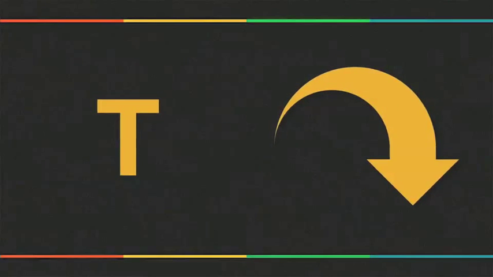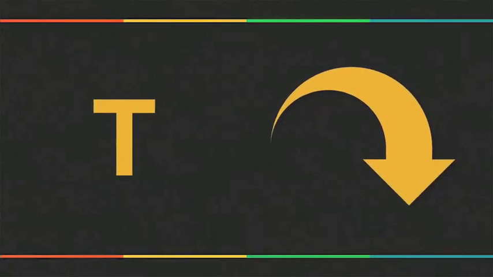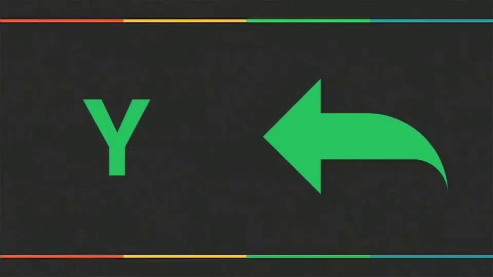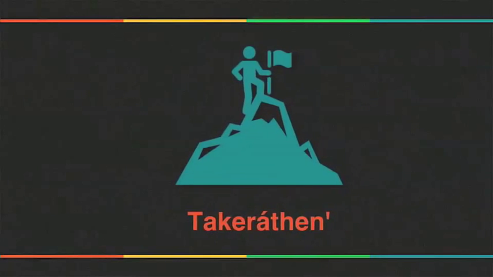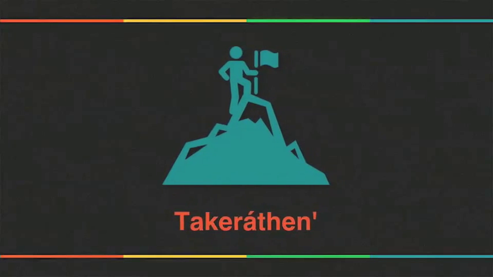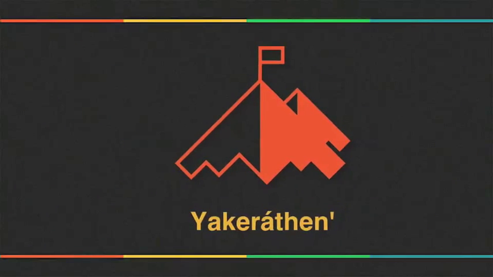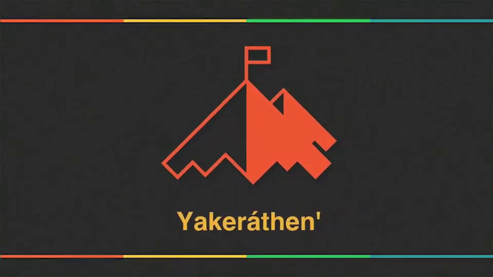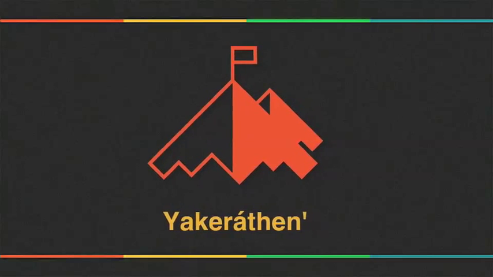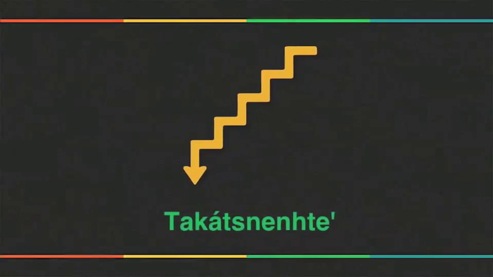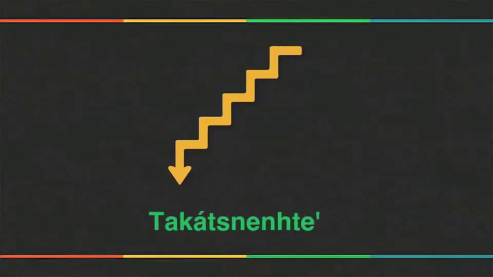When using directional features, we start with T, meaning here, my current location, and Y, meaning there, a different location. For example, if I wanted to say I climbed to here, my current location, I would say Gagirata. But if I wanted to say I climbed to there, to a different location, I would say Yakgirata. The same can be used for descending. For example, Nagatsnatte, I descended here.